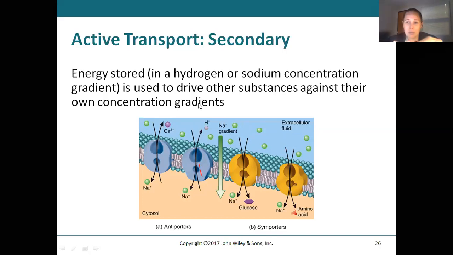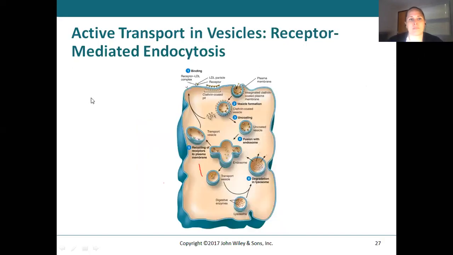So when you force them to go the other way, they're not very happy about it. So it requires some type of energy. Okay, the last type of movement that we'll talk about today, transport, I kind of alluded to earlier in the class, is the receptor-mediated endocytosis through vesicles.